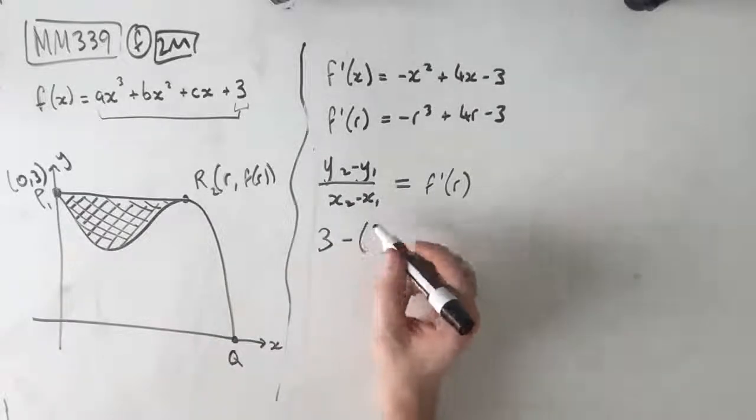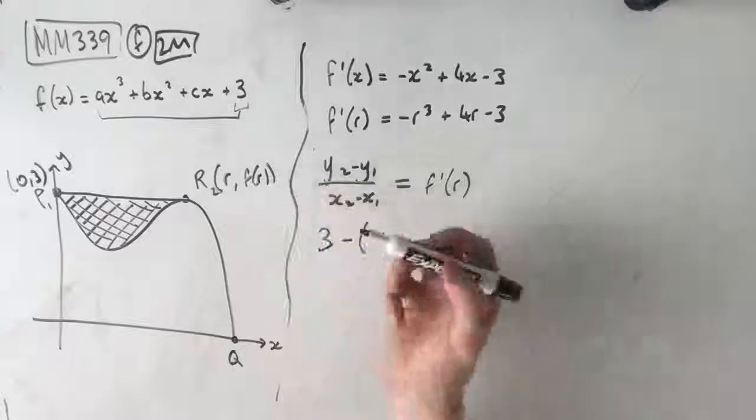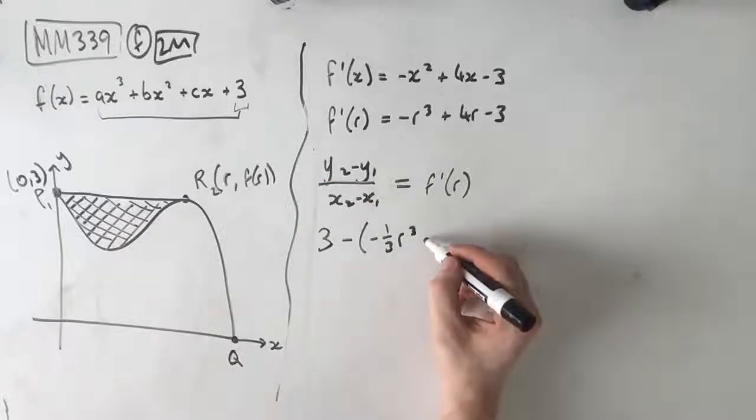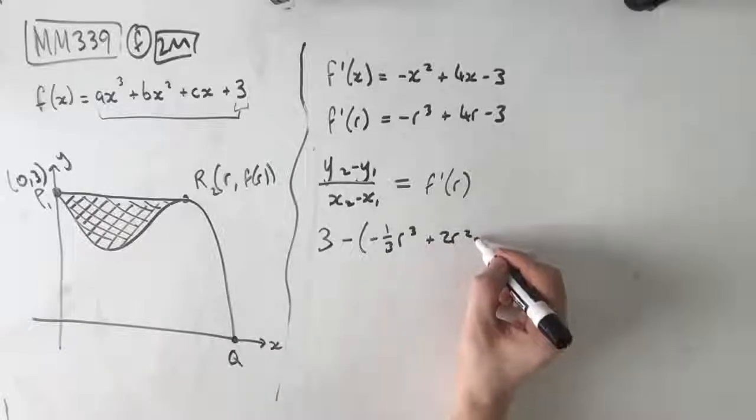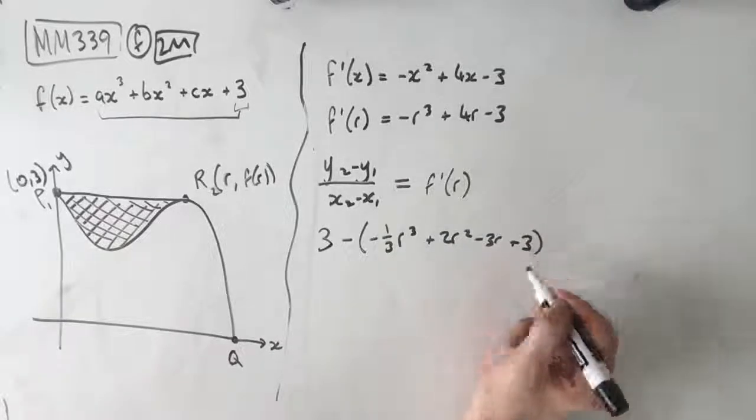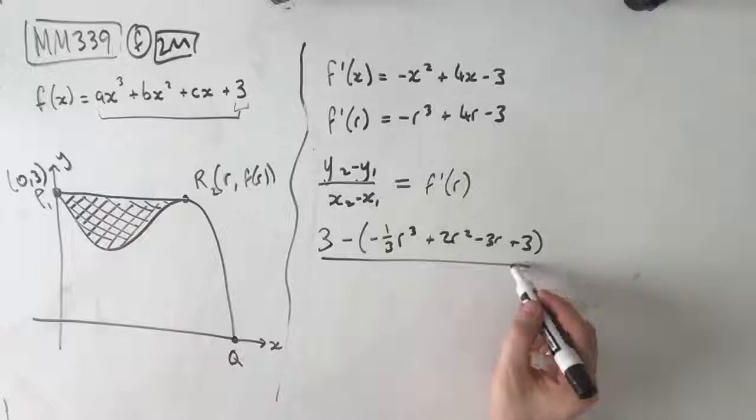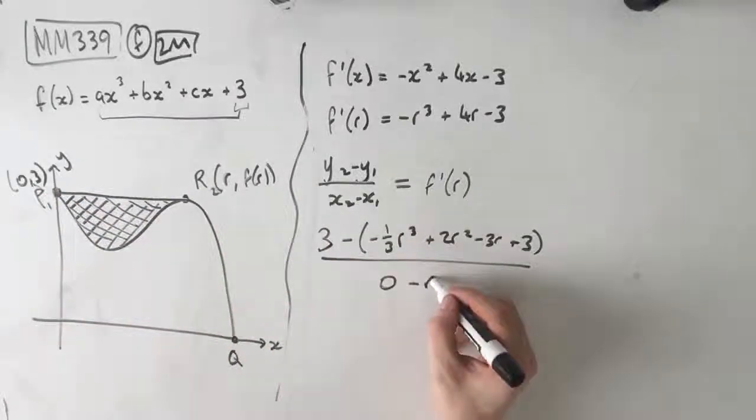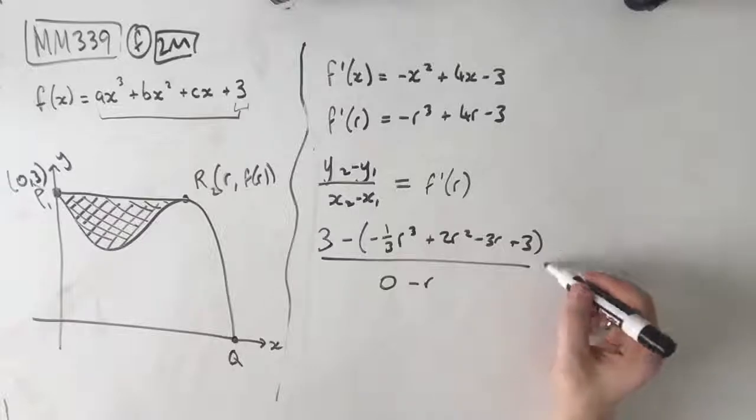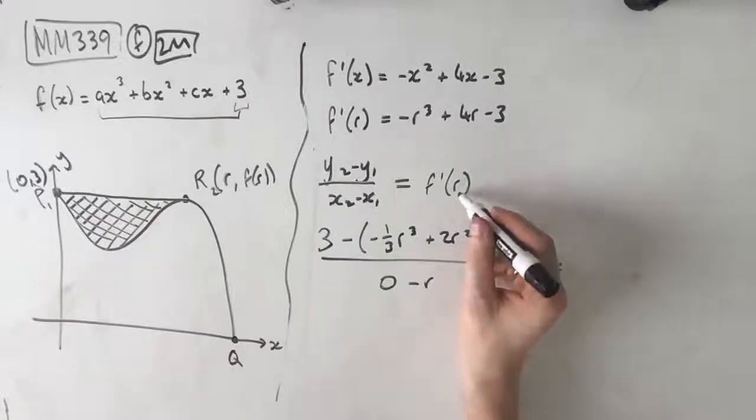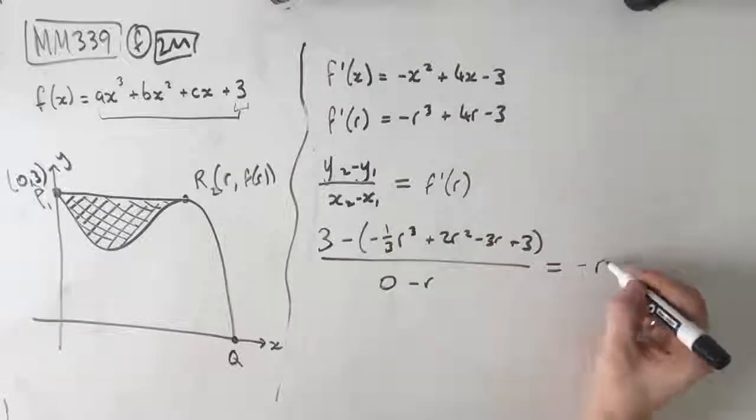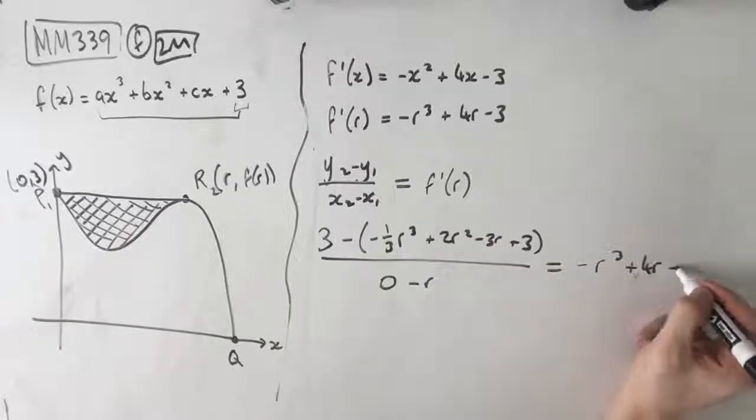Then we're going to minus our y value with f of r, right? So f of r is going to be equal to negative 1/3 r cubed plus 2r squared take 3r plus 3, over our first x value, which is 0, and our second x value, which is r, so 0 minus r. Now, that is equal to f dash of r, which is equal to negative r squared plus 4r minus 3.